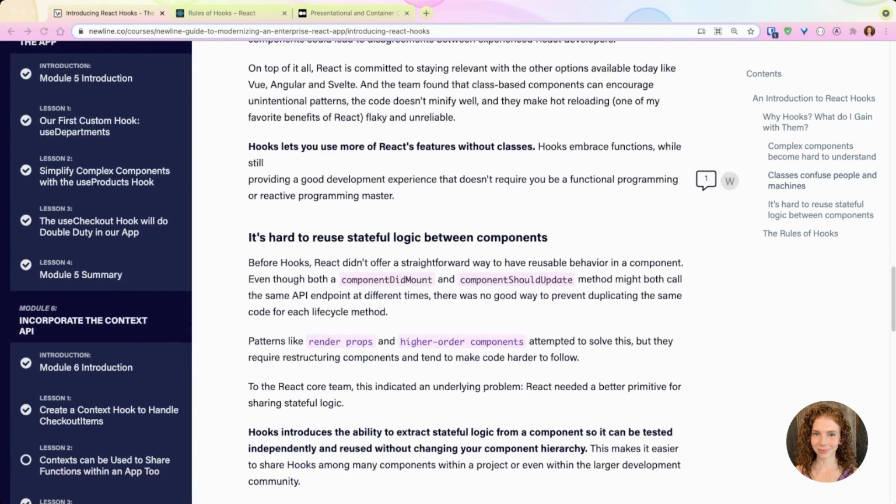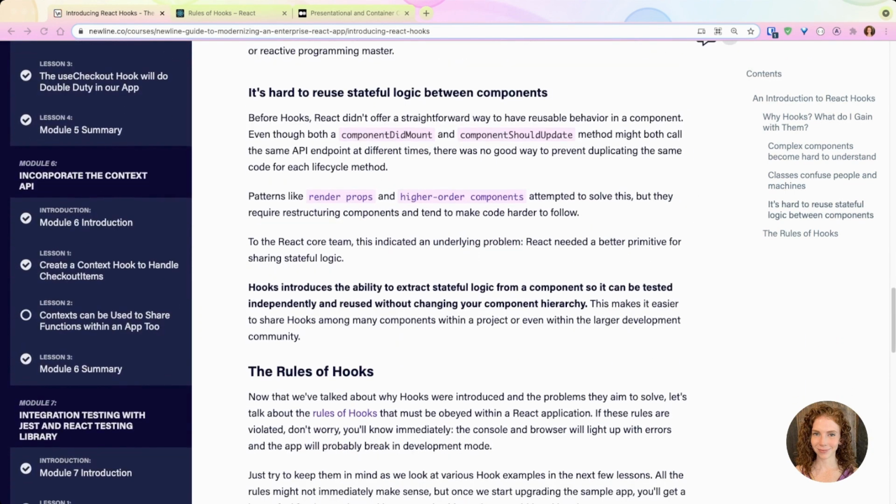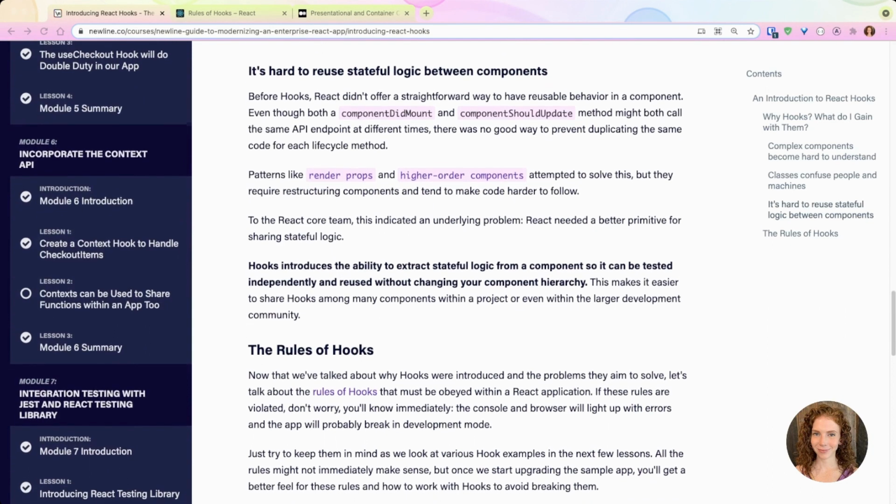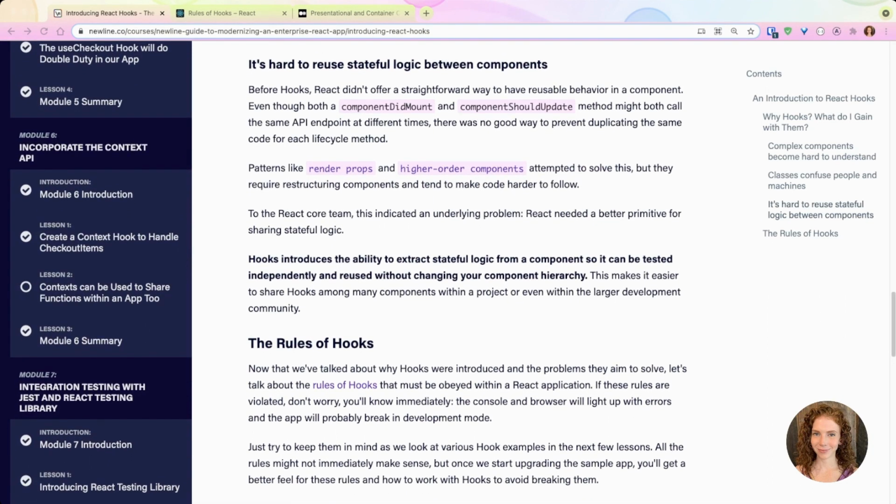So the last thing that a lot of people pointed to when they were talking about why hooks is it's hard to reuse stateful logic between components when you're talking about class-based components. Before hooks, React didn't offer a straightforward way to have reusable behavior within a component. Even though both componentDidMount and componentDidUpdate methods might call the same API endpoint at different times, there was no good way to prevent duplicating that same code for each lifecycle method. So the principle of DRY code, or don't repeat yourself, was being violated even within the same component.